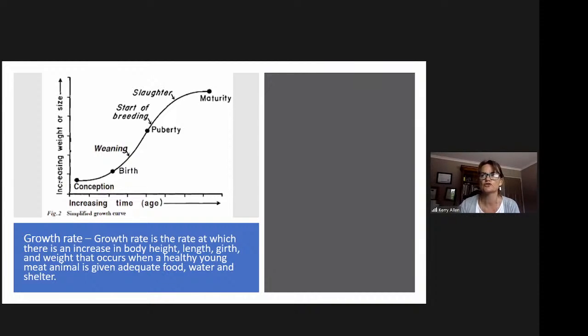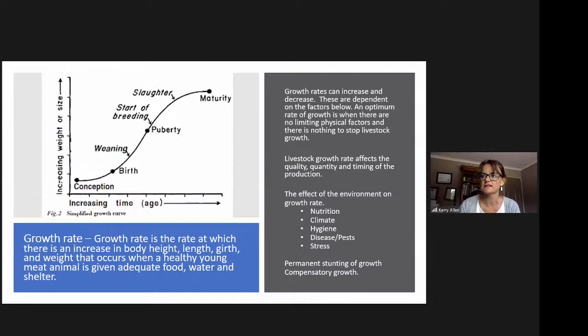But basically, as that growth rate increases, you're going to have a more healthy, younger animal who's given adequate food and water and shelter. And these things, once again, are dependent on those other things we've just talked about. So I'm not going to go over them again. They're on the right-hand side there.